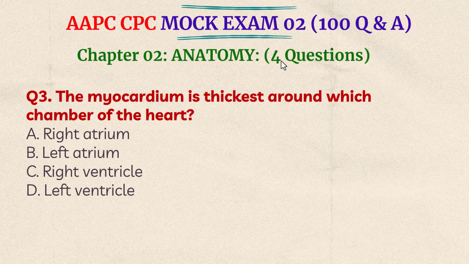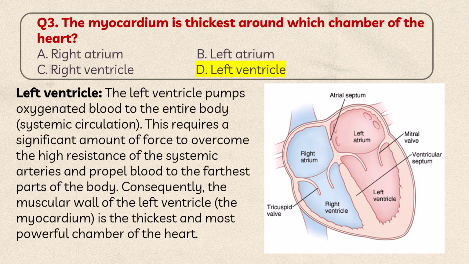Question number 3. The myocardium is thickest around which chamber of the heart? A. Right atrium, B. Left atrium, C. Right ventricle, D. Left ventricle. It's a straightforward question. So answer the question. The correct answer is D. Left ventricle. When you see the 4 chambers of the heart, you can see the left ventricular wall is thicker.